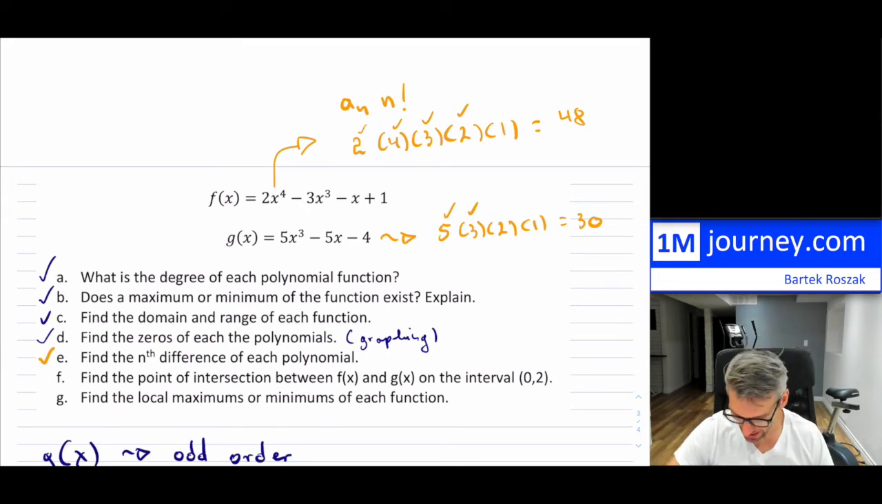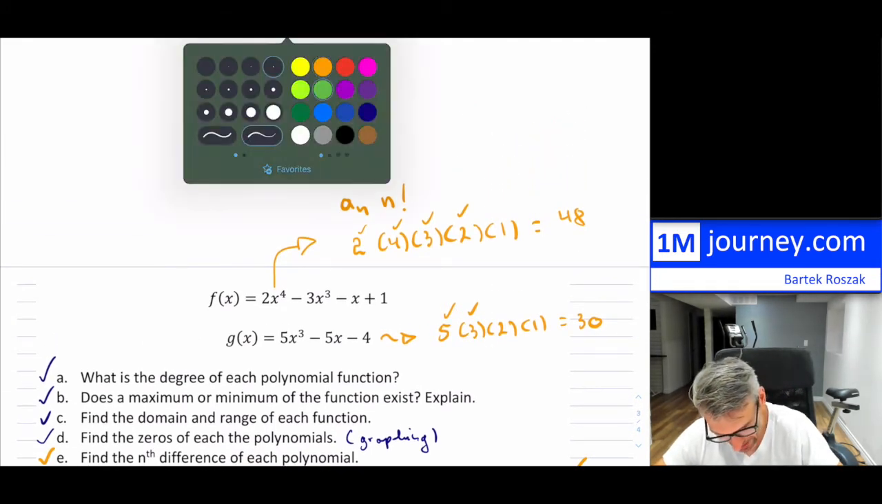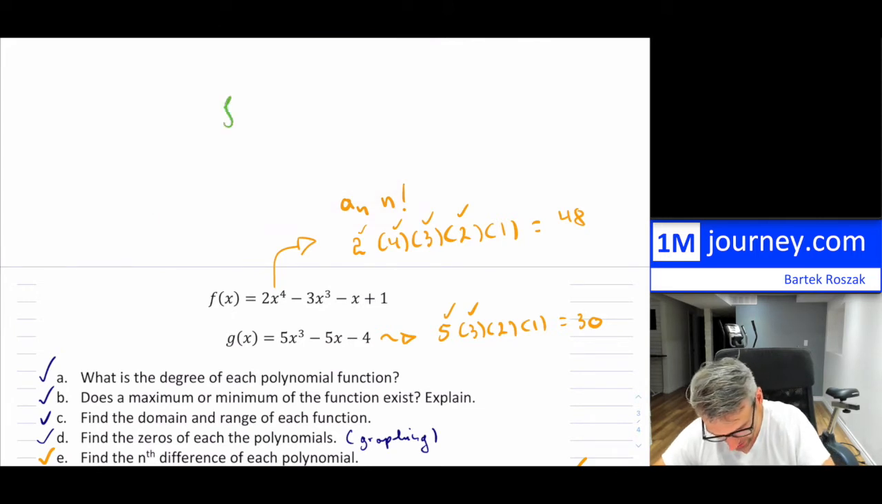All right, so part F, find the point of intersection between f of x and g of x on the interval 0 to y. So this is, again, a very mean question. If you had to do this by hand, you would have had to say, okay, well, where do they intersect?